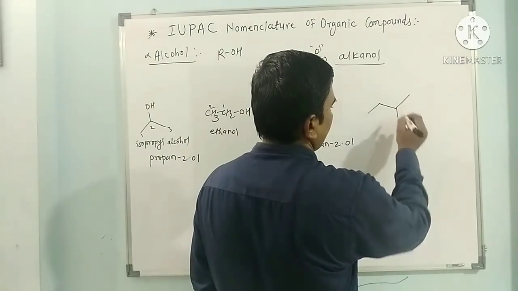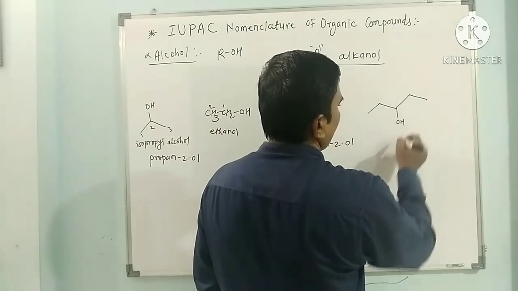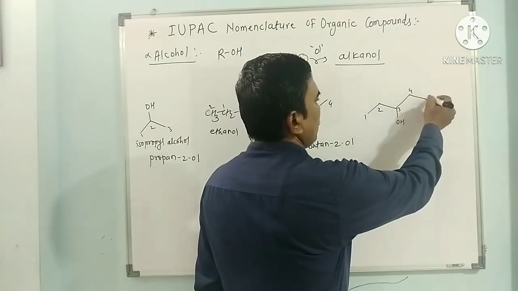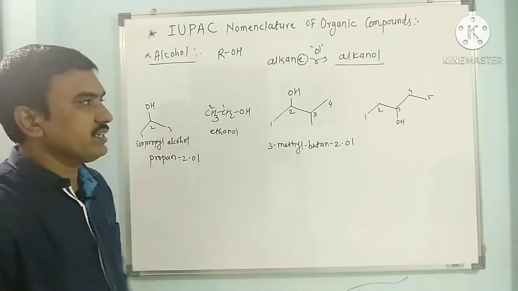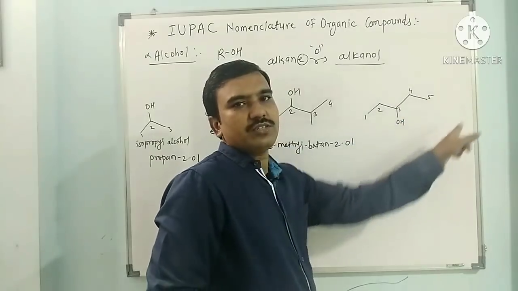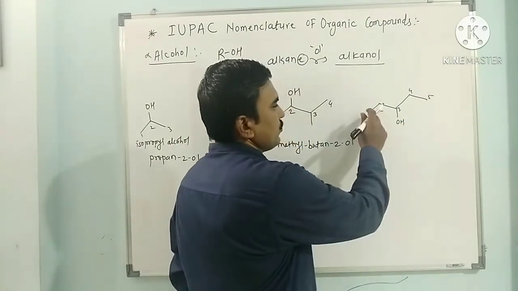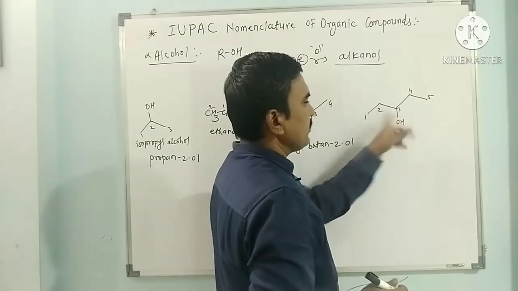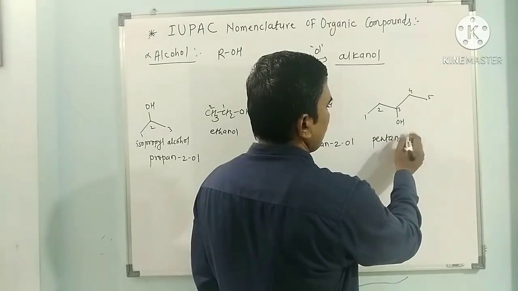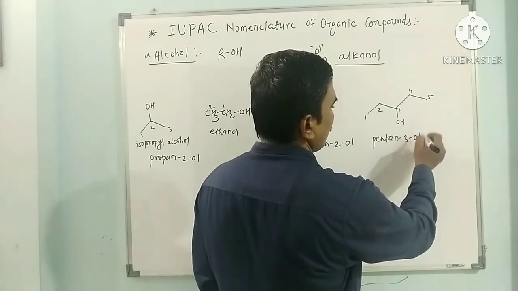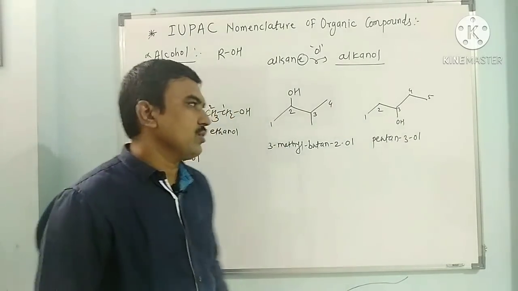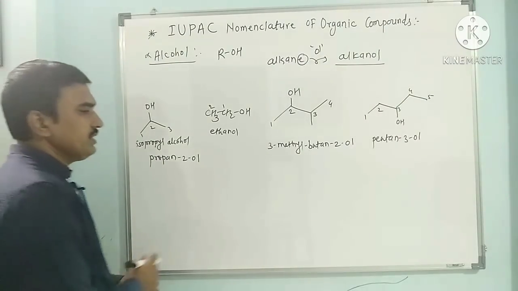OH. How many carbons in a straight chain? 1, 2, 3, 4 and 5. Total 5 carbons in a straight chain. Each corner has a carbon. This is the skeleton or skeletal formula of this compound. So 1, 2, 3, 4, 5. The third carbon has OH. Total 5 carbons are there, so it is pentane 3-ol or 3-pentanol. In this way, we can name any compound.